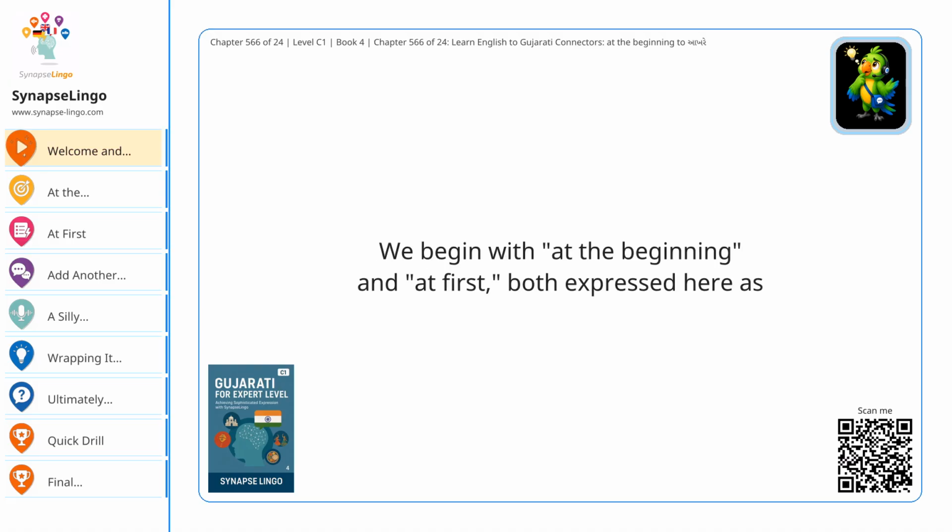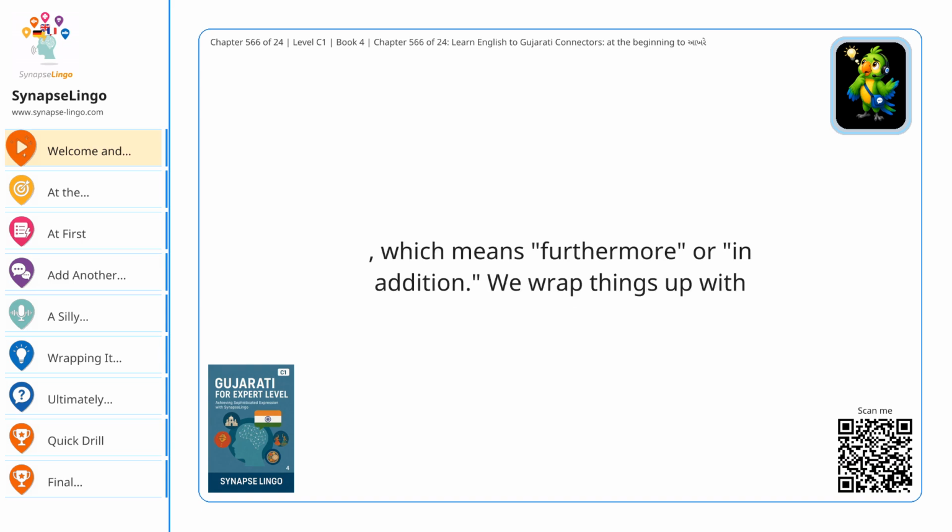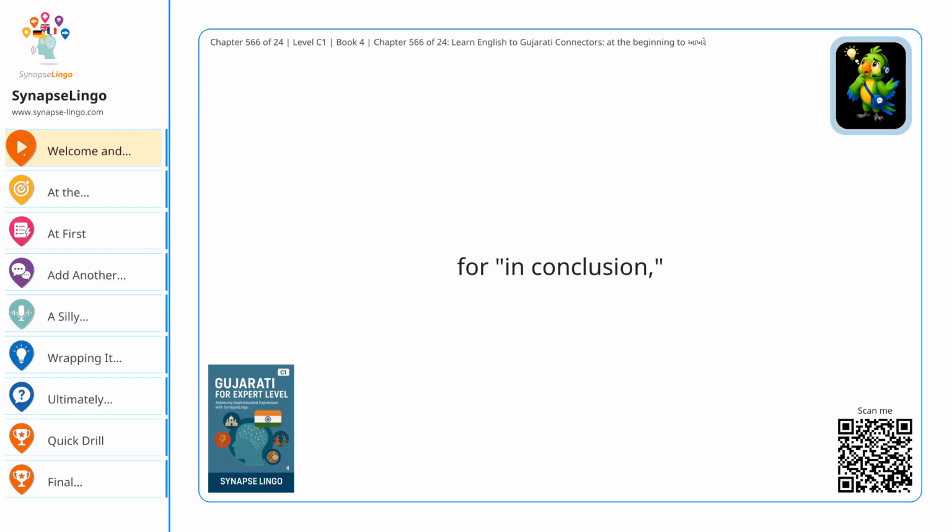We begin with, at the beginning, and, at first, both expressed here as Sharuatma. Then we add ideas with Vaduma, which means furthermore, or, in addition. We wrap things up with Antama, for in conclusion. Saransh rupe, for in summary. Chevate, for ultimately, and Akhare, for bottom line.